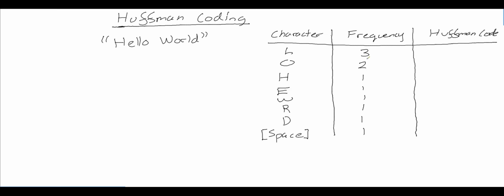You'll notice here that I've got this space character, and that's because where we've got a space in our text, that is stored as a character in memory as well, and there'll be an ASCII code for that if you were, for example, encoding your text in ASCII. So we've got to include that in our running through of the Huffman coding algorithm as well.